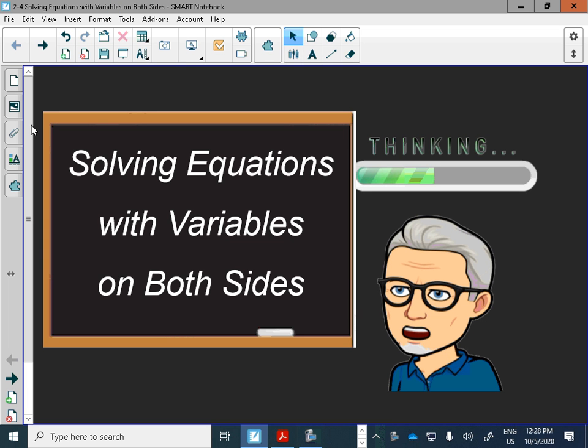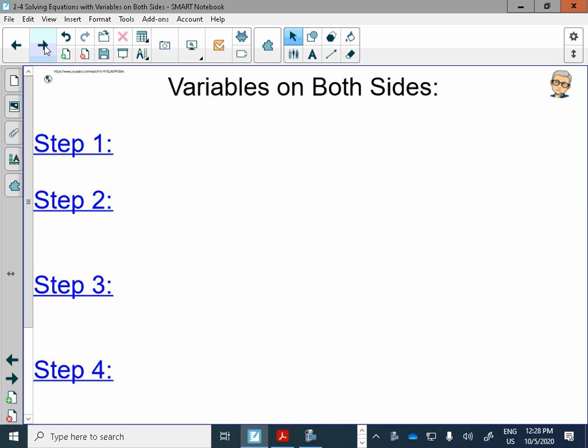Okay, ladies and gentlemen, today we're going to be solving equations with variables on both sides. So let's just dig right into this and see how it works. Step number one, well, you already know step number one, is to write the equation down. Same step for all equations.